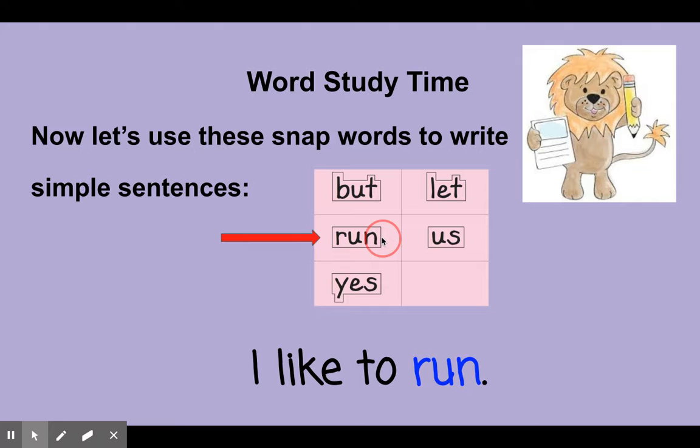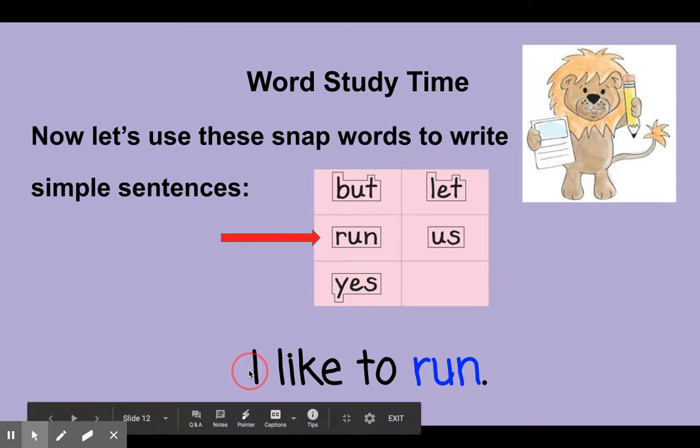So I'm just going to cover it with my finger on my computer. And I'm going to pretend to write it in the air. Oh, yes, I think I did it correctly. Run. Now I'm using it in a sentence. I like to run.